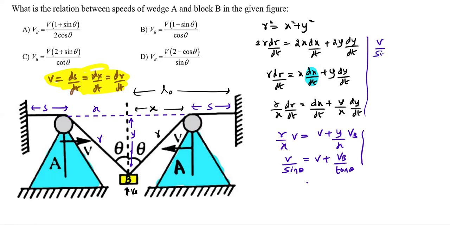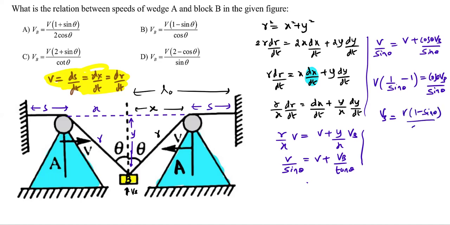This will be V sine theta, V plus V, 1 by sine theta minus 1 equal to cos theta VB by sine theta, or VB is equal to V times (1 minus sine theta) by cos theta. Okay, this will be our answer.